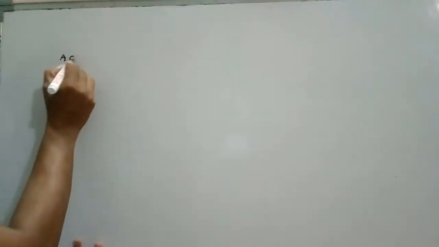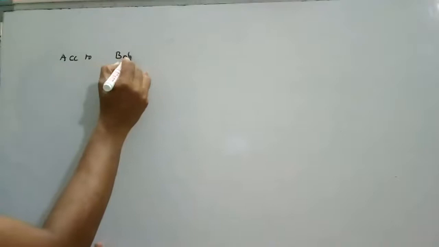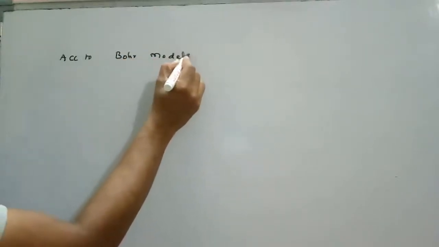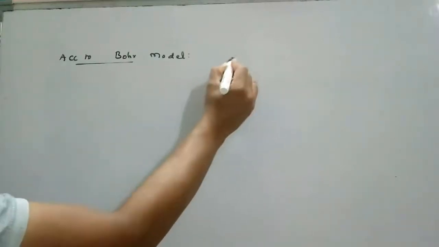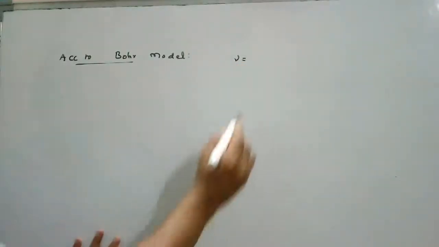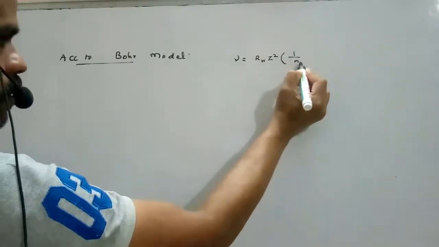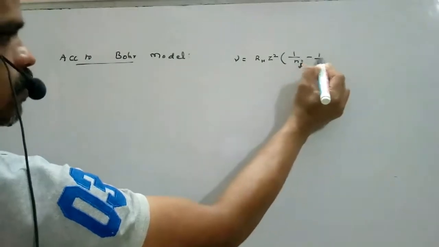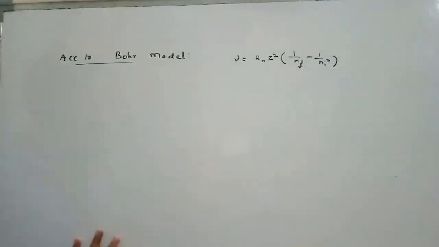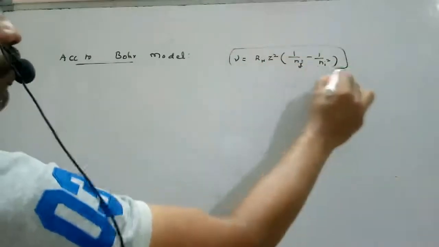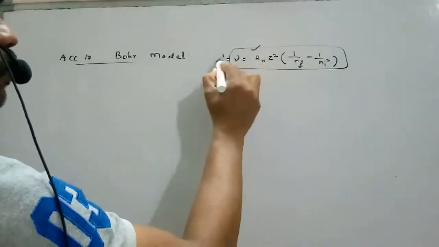See, according to Bohr model, we already have the formula: wave number nu equal to R_H Z square (1 by Nf square minus 1 by Ni square). So remember this one, that is equal to 1 by lambda also.